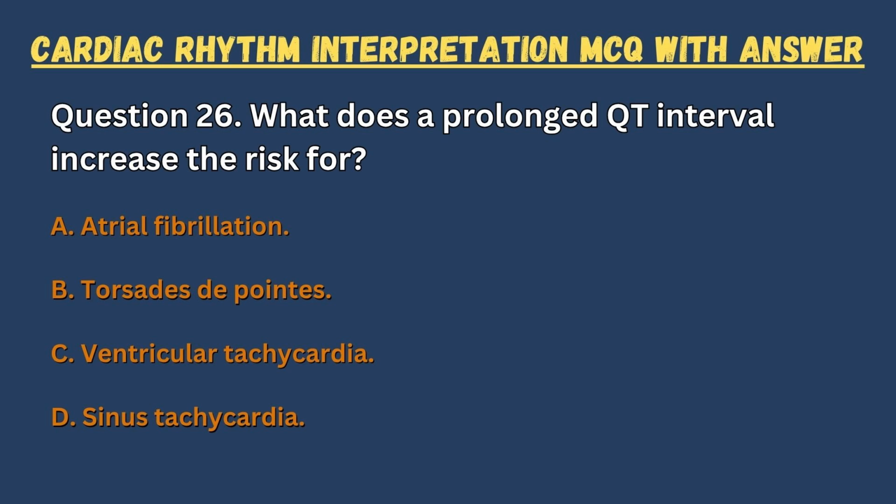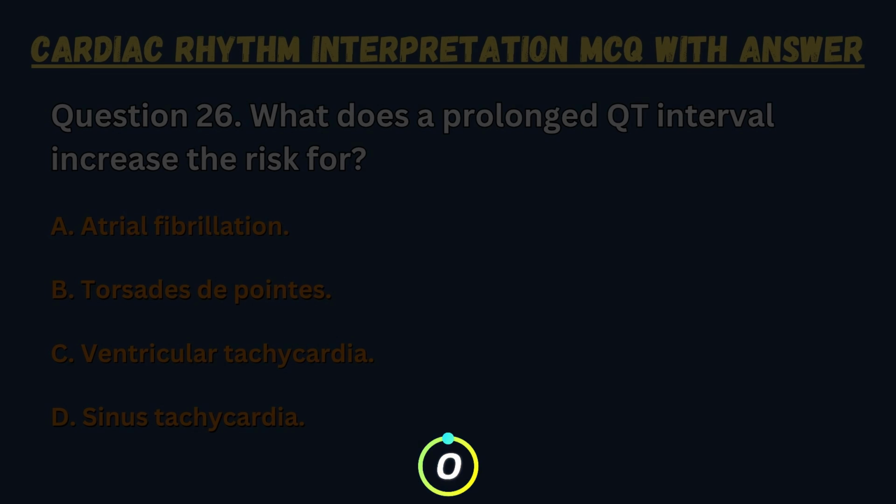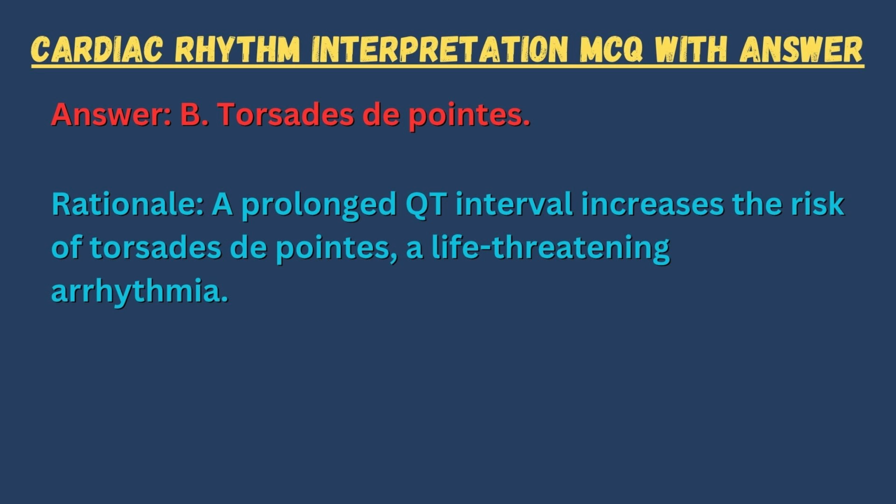A. Atrial fibrillation. B. Torsades de pointes. C. Ventricular tachycardia. D. Sinus tachycardia. Answer: B. Torsades de pointes. Rationale: a prolonged QT interval increases the risk of torsades de pointes, a life-threatening arrhythmia.